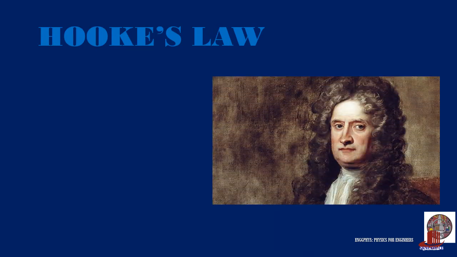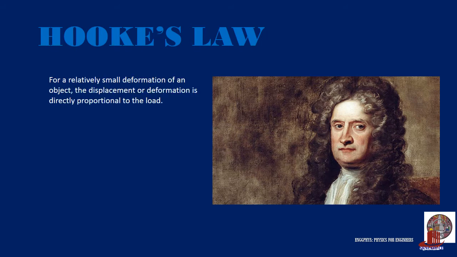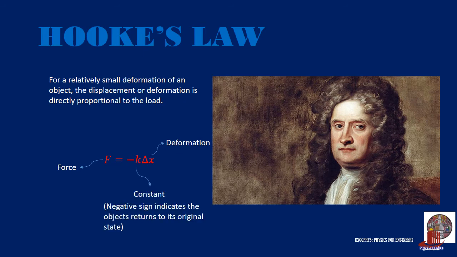In 1660, an English scientist by the name of Robert Hooke discovered the relationship between deformation and the force applied. He stated that, for a relatively small deformation of an object, the displacement or deformation is directly proportional to the load. And mathematically, we can show it as force F is directly proportional to the deformation or change in size. Converting the expression to equality requires a certain constant, so the formula becomes F is equal to negative k delta x, where F is still force, delta x is deformation, and constant k is introduced with its negative sign to denote that the objects return to their original state.